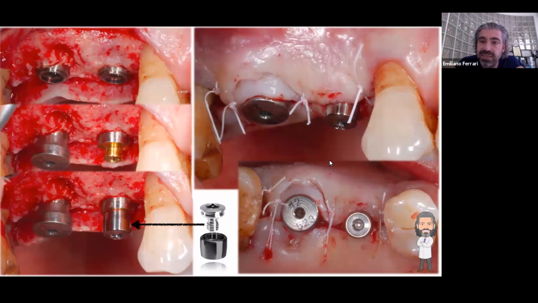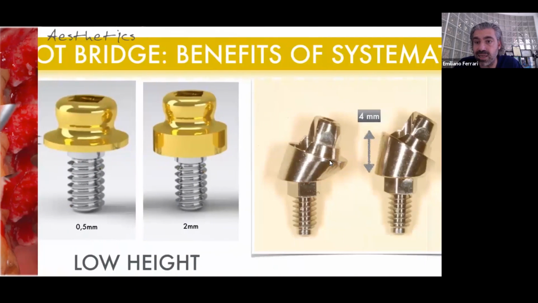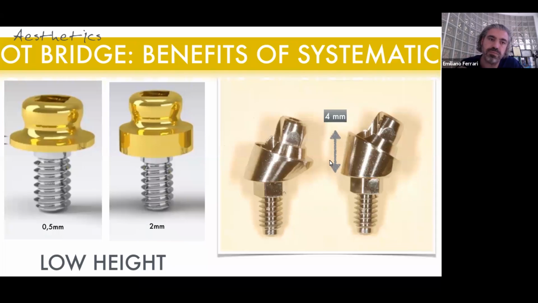In this case, you can maintain your biological seal in the apical part of the Equator, but you can separate the working part of the Equator from the tissue. So at the end of the healing, when you unscrew those devices, you just have the functional parts of the Equator, and you maintain the biological sealing in the apical part.